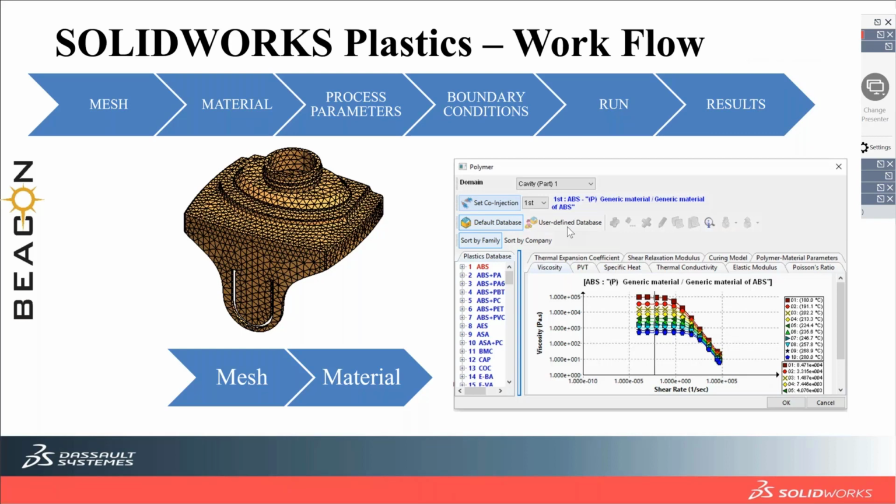And then we set the process parameters like mold temperature and material temperature, and the injection location and so on, and the boundary conditions like cooling and injection locations and all those things. And then run. After running, you can get the results. So this is the simple workflow that SolidWorks Plastics has implied.